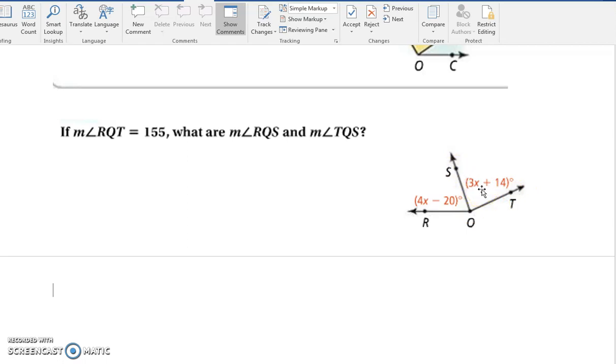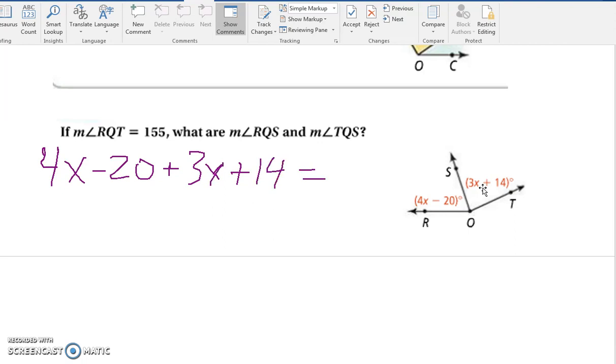So how do these go together? Well, this plus this has to equal the overall large angle. So that means algebraically that 4x minus 20 plus 3x plus 14 has to equal the total, and in this case that's 155.